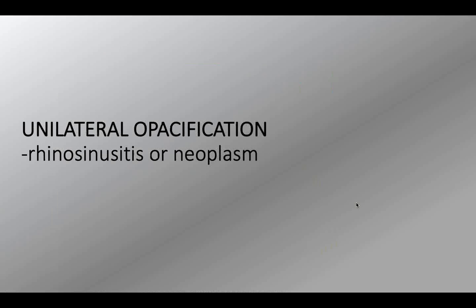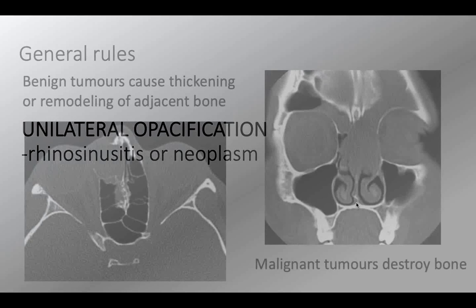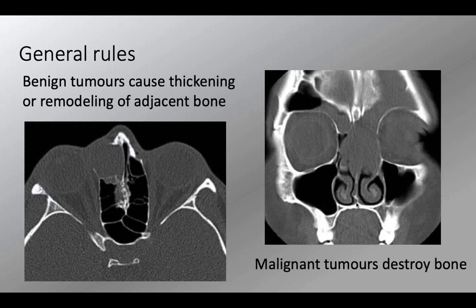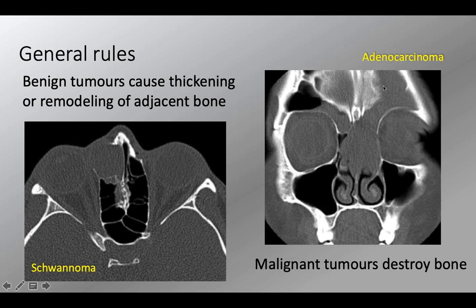Unilateral opacification: is it rhinosinusitis or is it a neoplasm? Always rule out neoplasm, take an MRI or send to the ENT surgeon first. But there are some general rules. Benign tumors cause thickening or remodeling of adjacent bone, as in this case, which was a schwannoma. And in this case, you see that the bone is destroyed, and this was an adenocarcinoma. But unfortunately, the radiologist reported this as an ethmoid sinusitis.